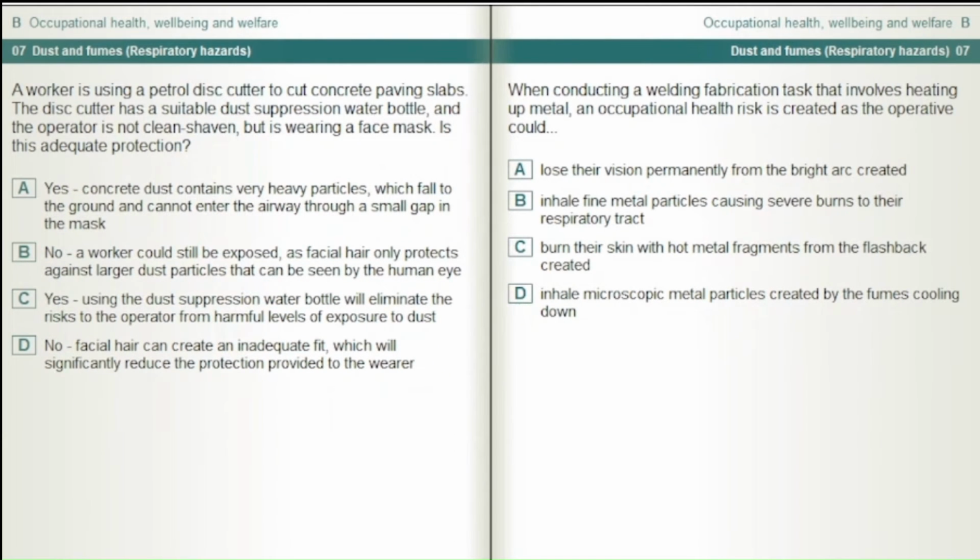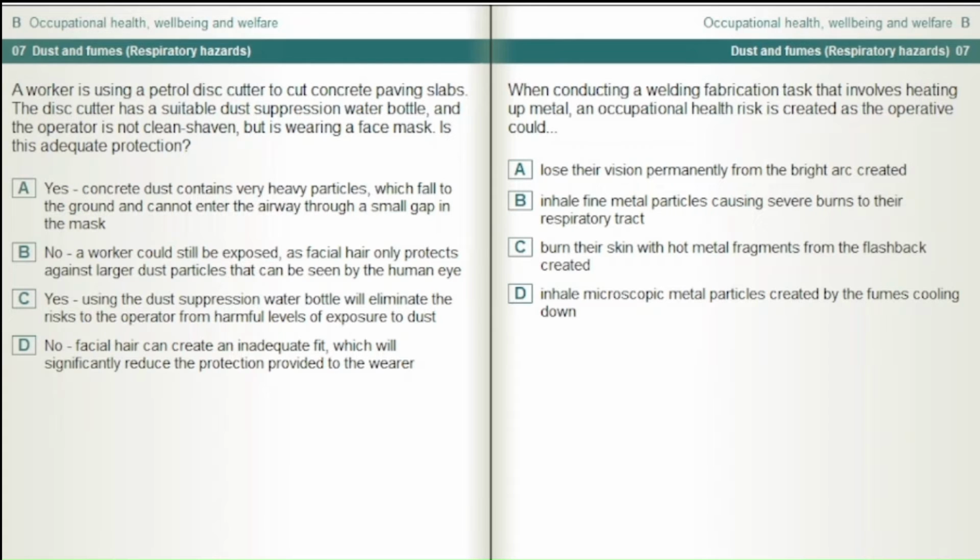A worker is using a petrol disc cutter to cut concrete paving slabs. The disc cutter has a suitable dust suppression water bottle, and the operator is not clean-shaven, but is wearing a face mask. Is this adequate protection? Yes. Concrete dust contains very heavy particles, which fall to the ground and cannot enter the airway through a small gap in the mask.